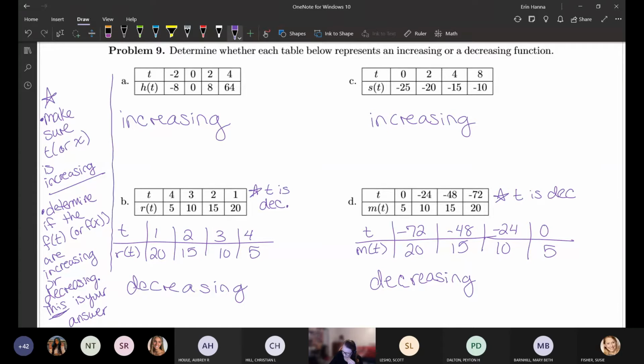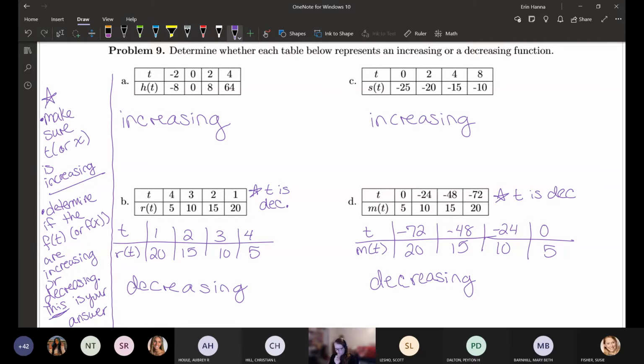Move that bar over a little bit. There we go. So there's kind of two things to look at. You have to make sure the t values are increasing, but then to actually answer the question, it depends on what's happening with the f of t values. If the f of t values are there and increasing, then the function is increasing. If the f of t values are decreasing, then the function is decreasing.